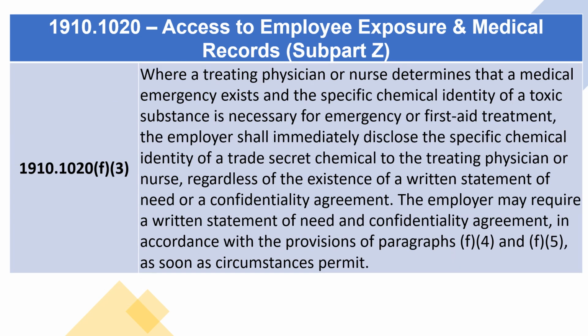1910.1020 F3, where a treating physician or nurse determines that a medical emergency exists and the specific chemical identity of a toxic substance is necessary for emergency or first aid treatment, the employer shall immediately disclose the specific chemical identity of a trade secret chemical to the treating physician or nurse, regardless of the existence of a written statement of need or a confidentiality agreement. The employer may require a written statement of need and confidentiality agreement, in accordance with the provisions of paragraphs F4 and F5, as soon as circumstances permit.